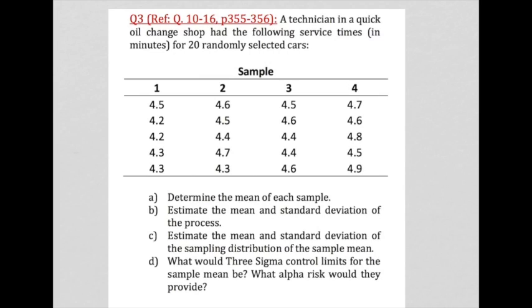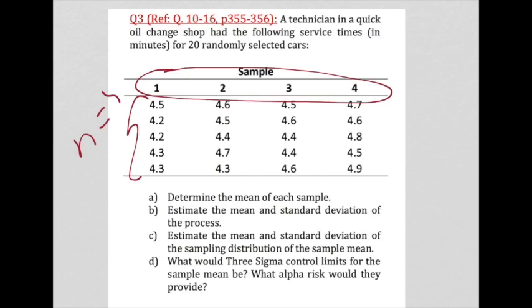It says, a technician in a quick oil change shop had the following service times in minutes for 20 randomly selected cars. So if you notice, there's 4 samples. Let's take a look at that. So there's 4 samples right here, and each of the 4 samples have 5 elements, if you like. So the sample size is 5. This is n equals 5, very important. So sample size is 5, and the number of samples is 4. So there's 4 samples, size 5. Okay, so far so good.